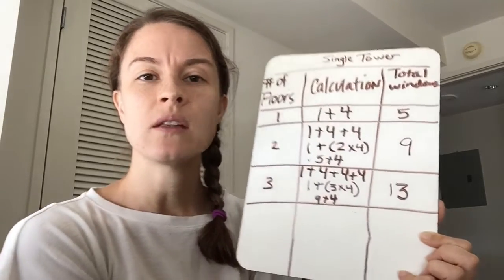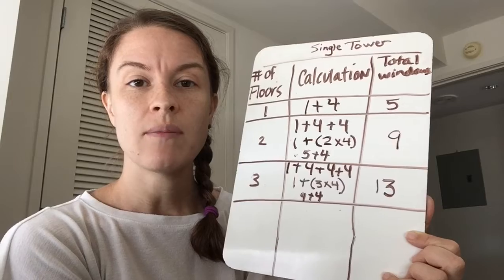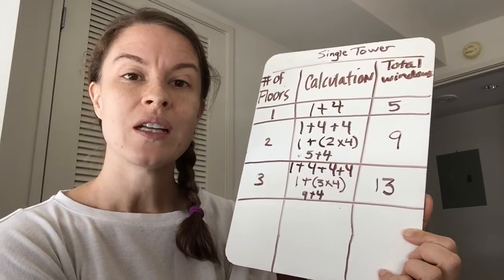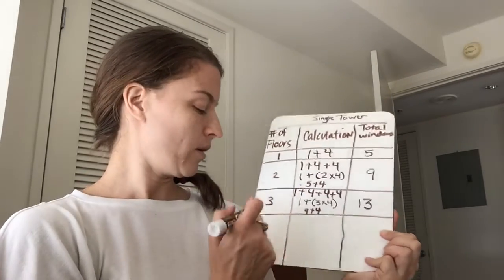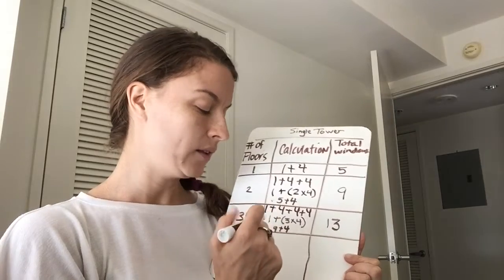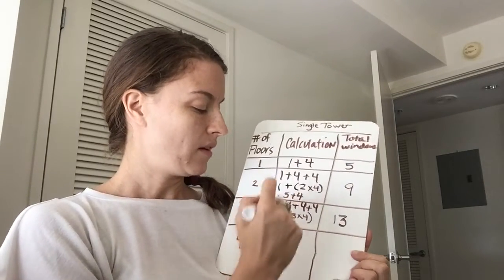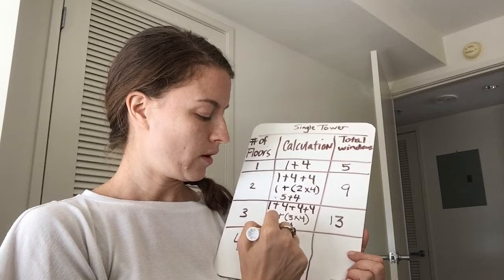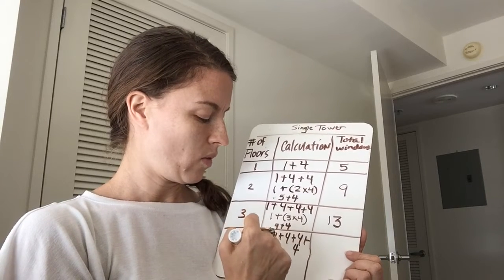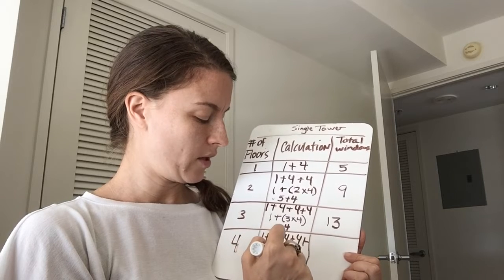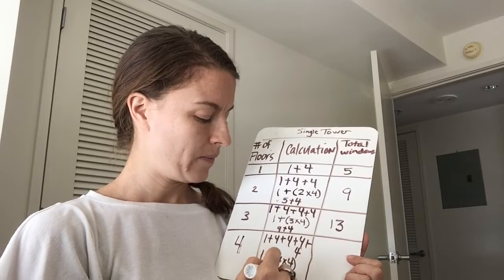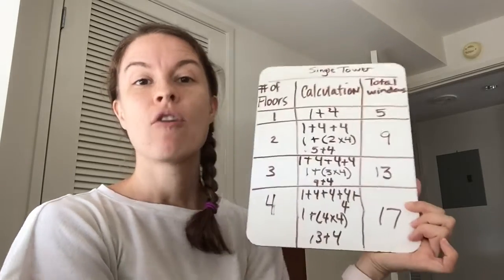So if you want to be looking back at your work, you can be looking back at page 529 because this is where we did that work, okay? This is where we did it. So if we were to go down to the 4th floor, 4 stories high, you might be starting to see a pattern. It could be 1 plus 4 plus 4 plus 4 plus 4. Or 1 plus 4 times 4 because it's 4 stories and there's 4 side windows every time. Or this plus 4. But either way, you should be getting 17 for the 4th floor.